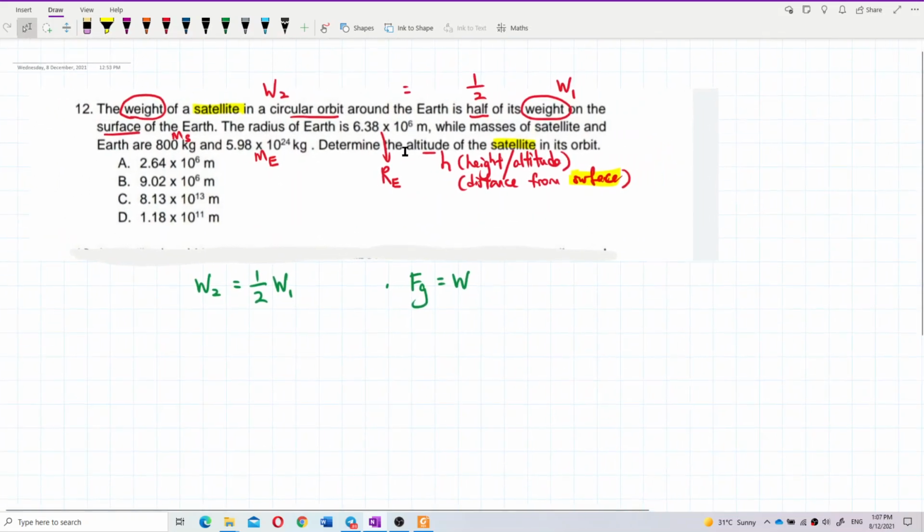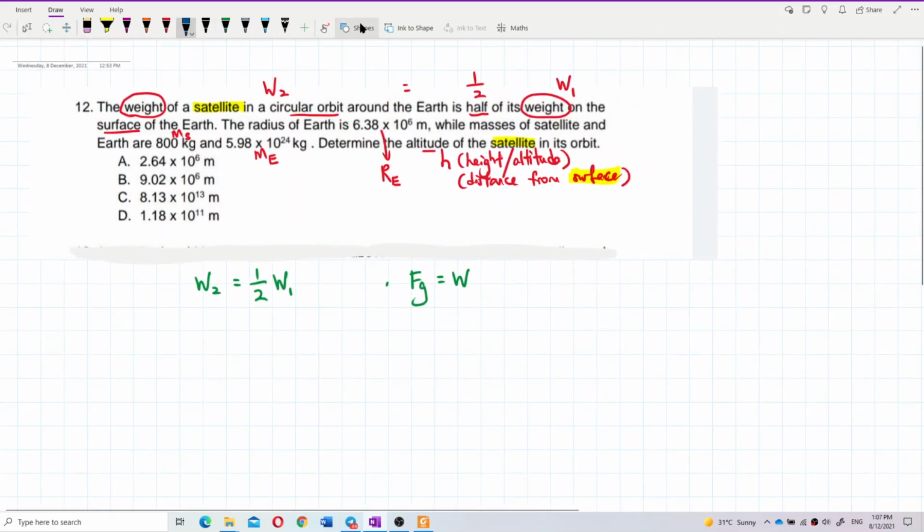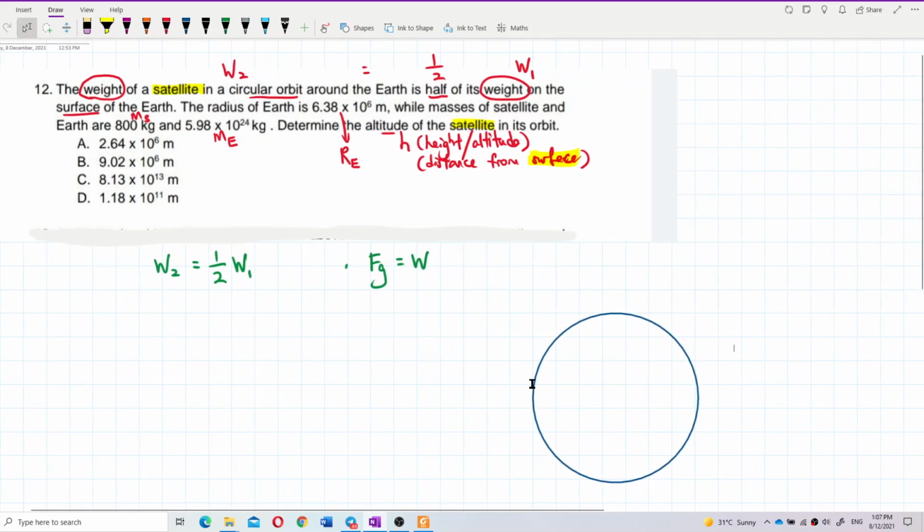Look carefully. I want you to look carefully. Maybe I want to draw again. Draw like this. This is the Earth, and this is the satellite.